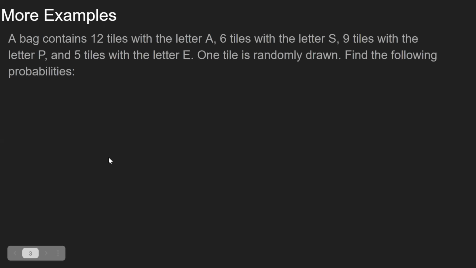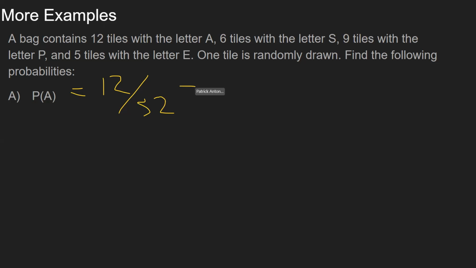So a bag contains 12 tiles with the letter A, 6 tiles with the letter S, 9 with the letter P, and 5 with the letter E. If you take out 1 tile, what are the following probabilities? The probability of A is, well, how many ways can you draw an A? There's 12 opportunities to do that. So that'd be 12 out of what? How many possible tiles are there? If you add the numbers up, you would get 32. So 12 out of 32 is the probability, which reduces to 3/8, which as a decimal is 0.375 or 37.5%.